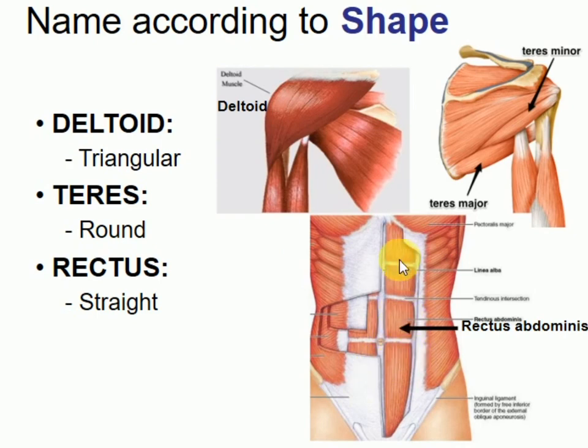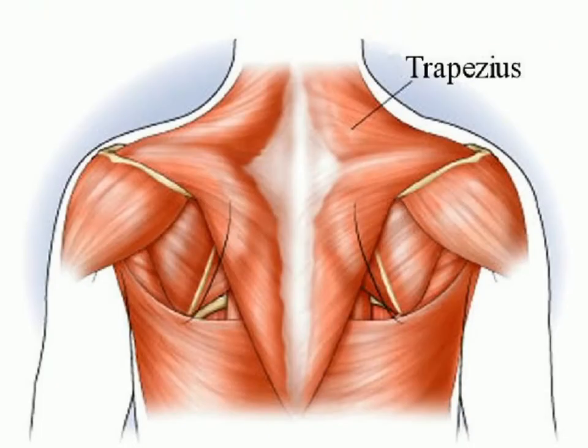But for example this straight one, we clearly see the rectus abdominis muscle, it is straight, presenting with the tendinous intersections. I will discuss the rectus abdominis and other muscles of the abdomen in detail later, when we discuss the anatomy of the abdomen. Now for example, this is the trapezius muscle. As you can see, it has no specific shape, actually it is trapezius. Its shape is like a trapezium, that's why it is called trapezius. This is just the nomenclature of muscles depending on shape.